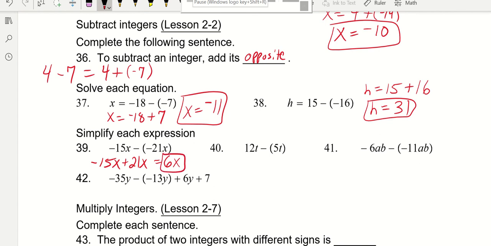Number 40. 12t minus 5t. What's 12 minus 5? It's 7. So we get 7t there, 7t.